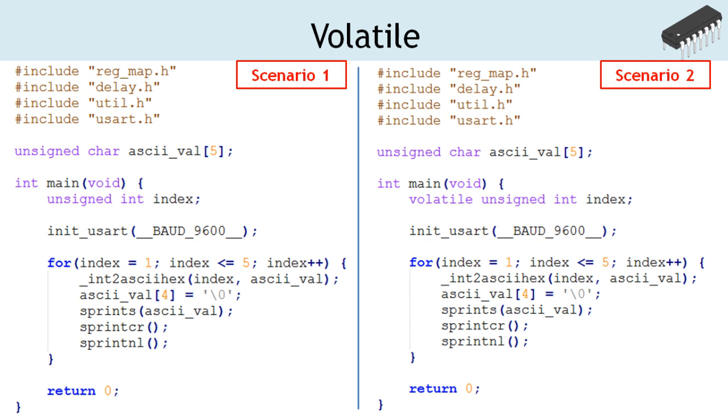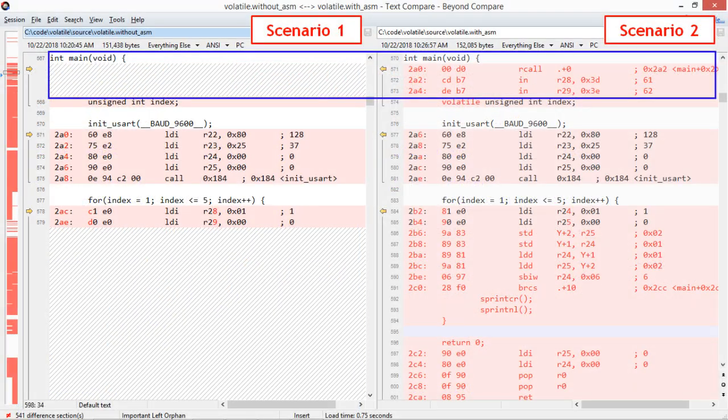Let's examine the disassembled code of the function main in both the scenarios and understand how and what the compiler has done in the two scenarios. The first difference is that the compiler has added the instructions rcall and in at the beginning of the function main in scenario 2. But these instructions are missing in scenario 1.